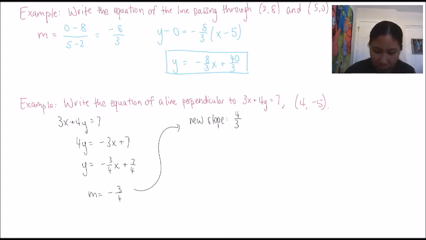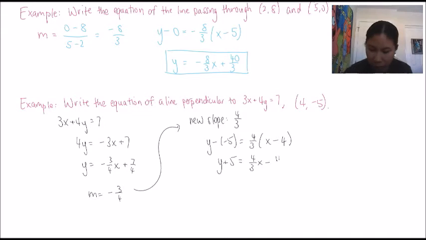So now I can plug it into my point using the point-slope form. So y1 is going to be negative 5, and my slope of 4/3 times x minus x1, which is 4. Simplifying this down, I get lots of fractions here. Okay, let me subtract 5 from both sides. Let me make common denominators so I can subtract.